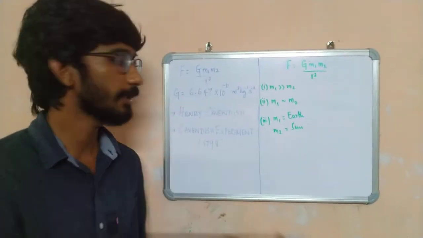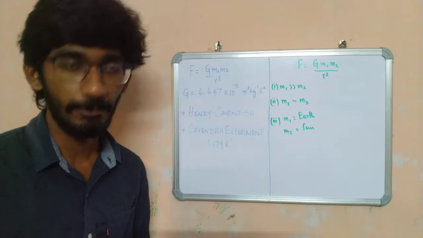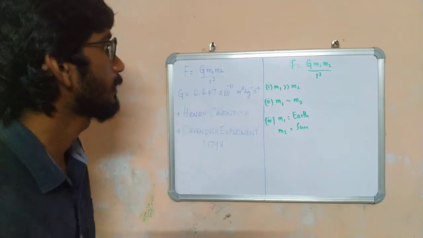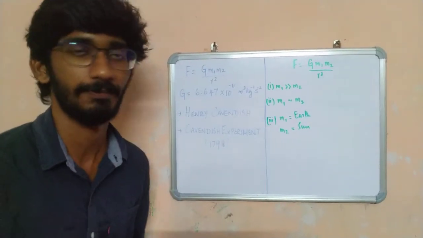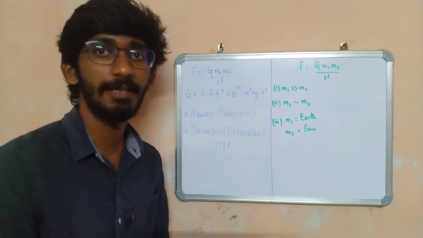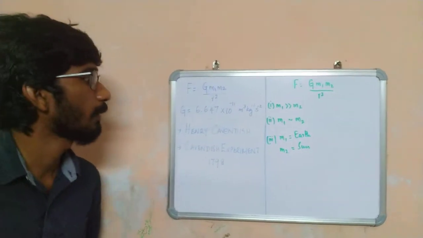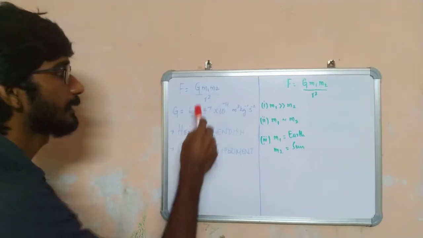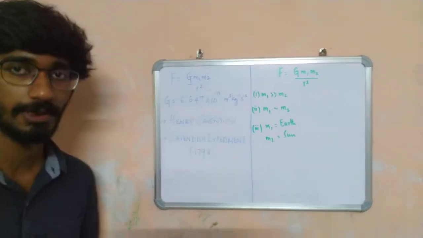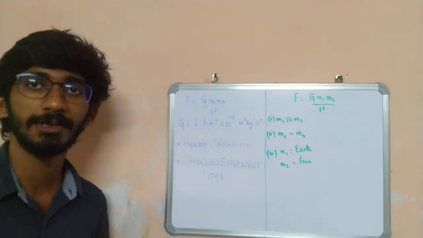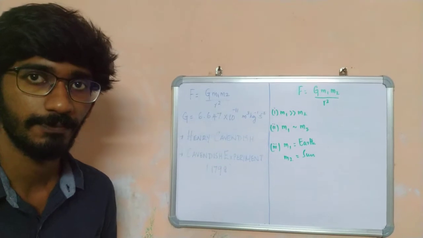So let me take you into the second part of my demo class. The second part deals with expressing or defining the equation. Well, as I've said before, we have this particular quantity called G, or the universal gravitational constant. So what is its value?